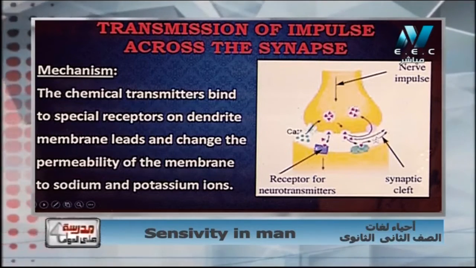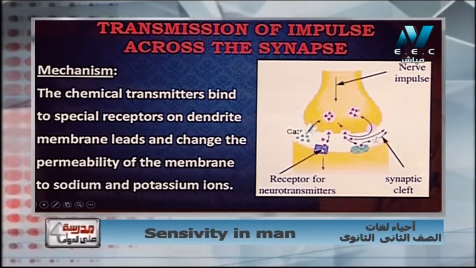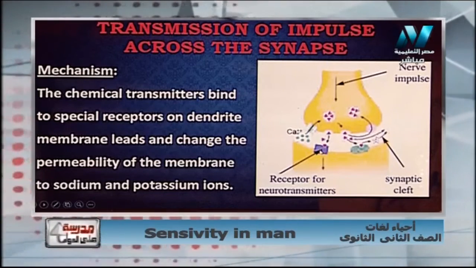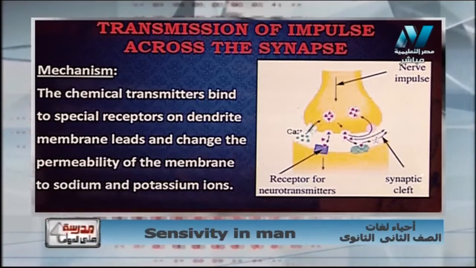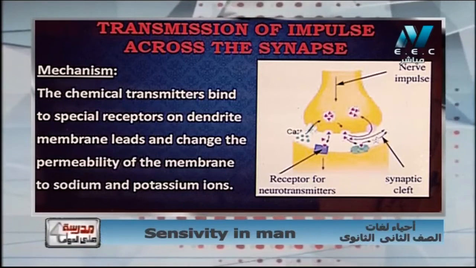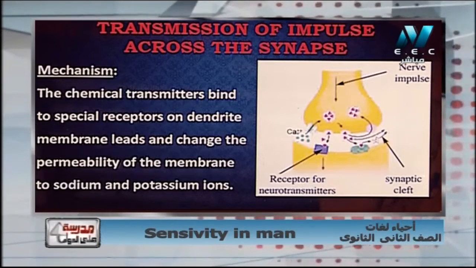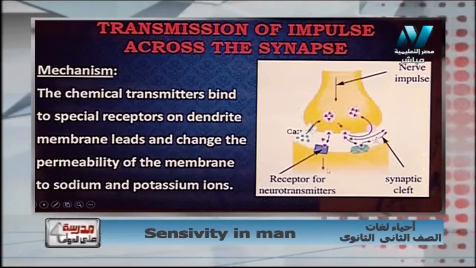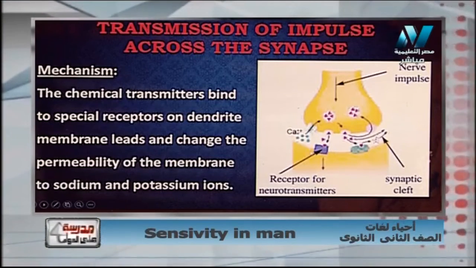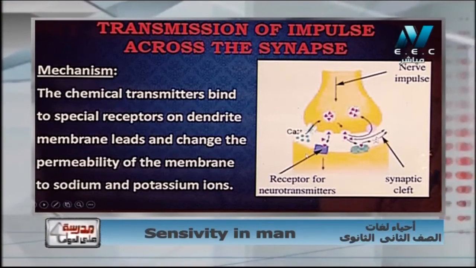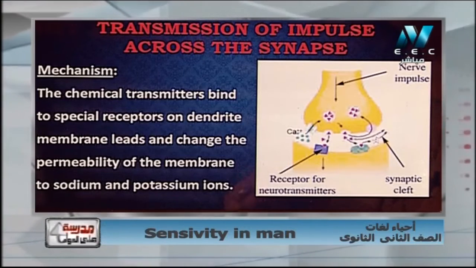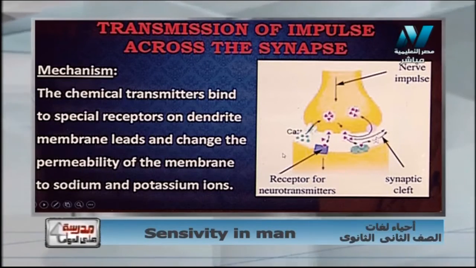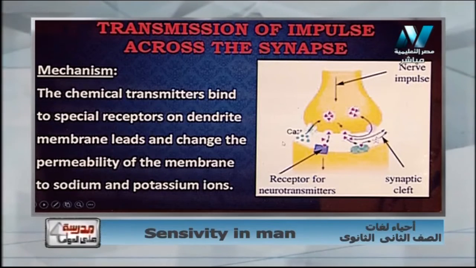Once the chemical transmitters bind to special receptors on the dendrites' membrane, this leads to a change in the permeability of the membrane, and the membrane allows them to enter the dendrites. And the membrane, of course, becomes permeable to sodium and potassium ions, as we explained before during the transmission of impulse across the fiber.